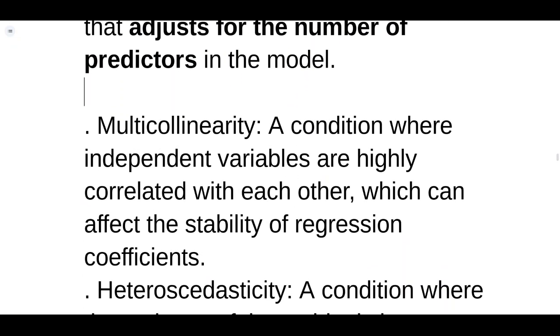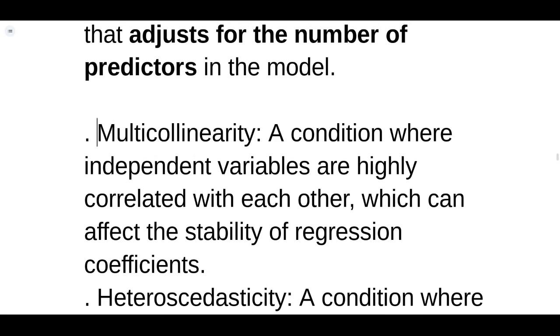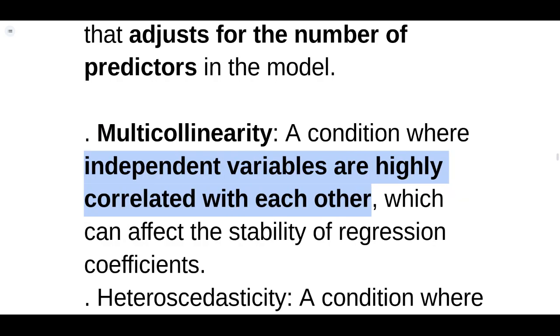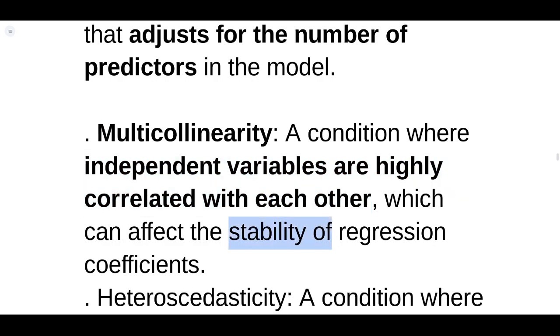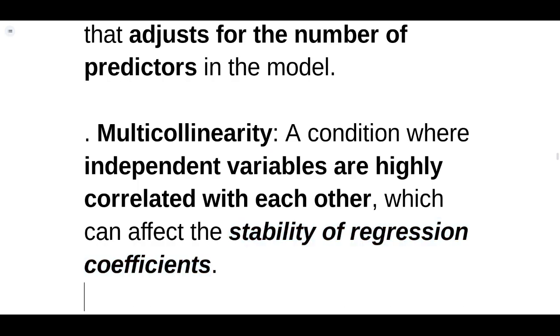Then comes multicollinearity. Multicollinearity is a condition where independent variables are highly correlated with each other, which can affect the stability of regression coefficients.